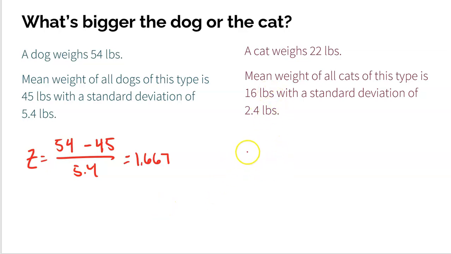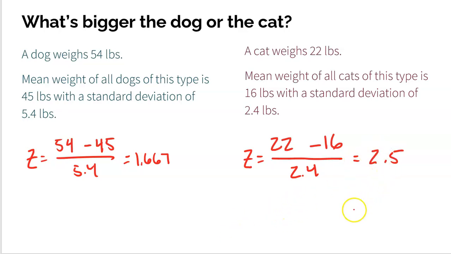But let's take a look at this cat now. This cat weighs 22 pounds. The mean weight of all cats of this type is 16. So I'm going to subtract the 16. Divide by the standard deviation of 2.4. 22 minus 16 is 6. Divided by 2.4 is 2.5. That is an enormous cat. That's a really, really big cat.